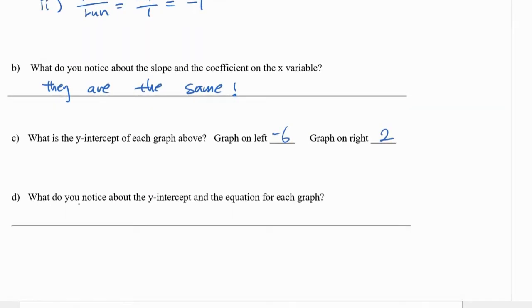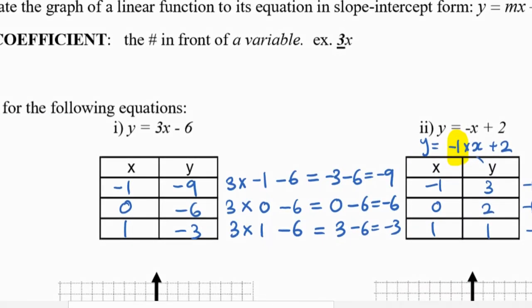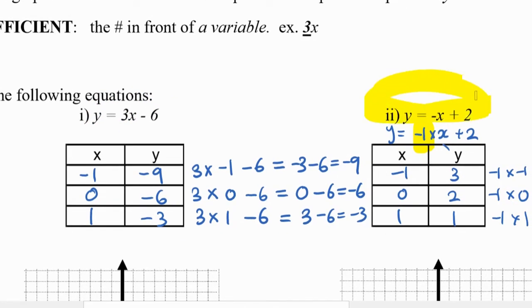Okay, what do you notice about the y-intercept and the equation for each graph? Look at this equation. We know the y-intercept of this graph is negative 6, and we know the y-intercept of this graph is positive 2. So what do you notice? This number, we call this the constant. A constant is the number just standing by itself. It's not attached to a variable. So the constants are -6 and positive 2.